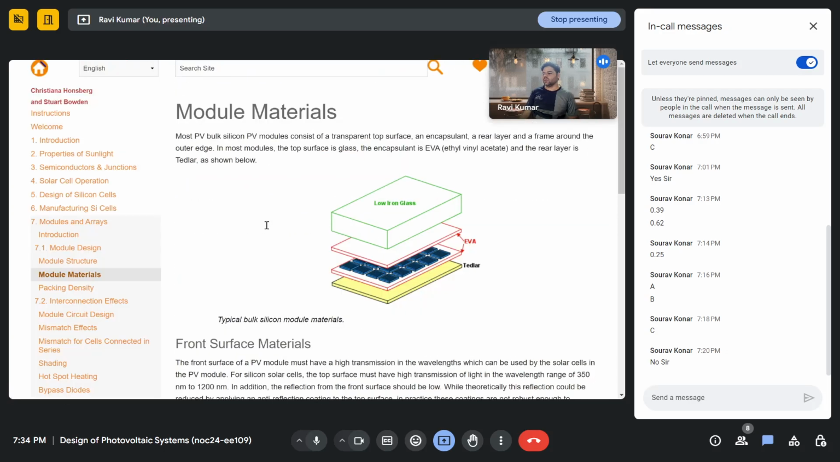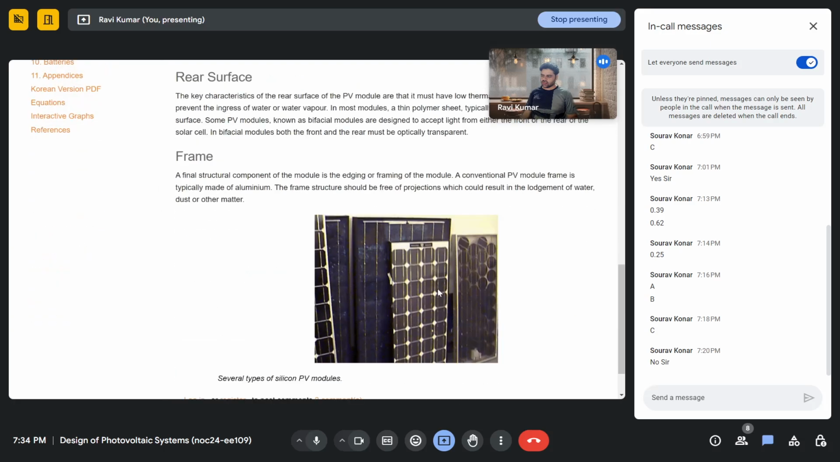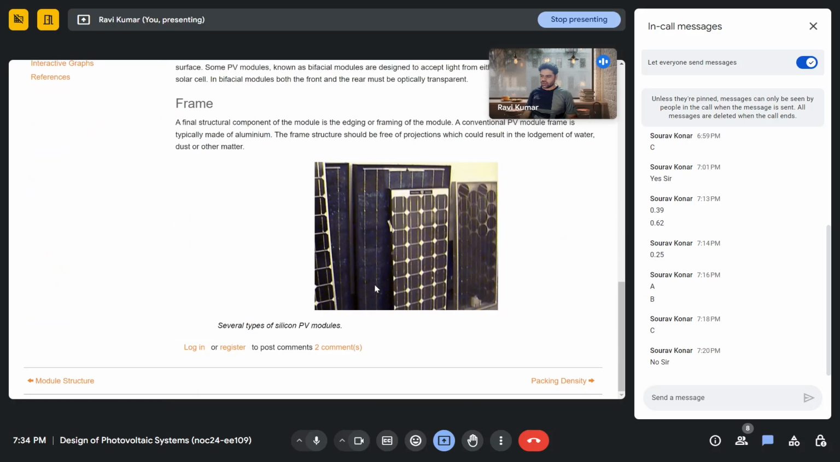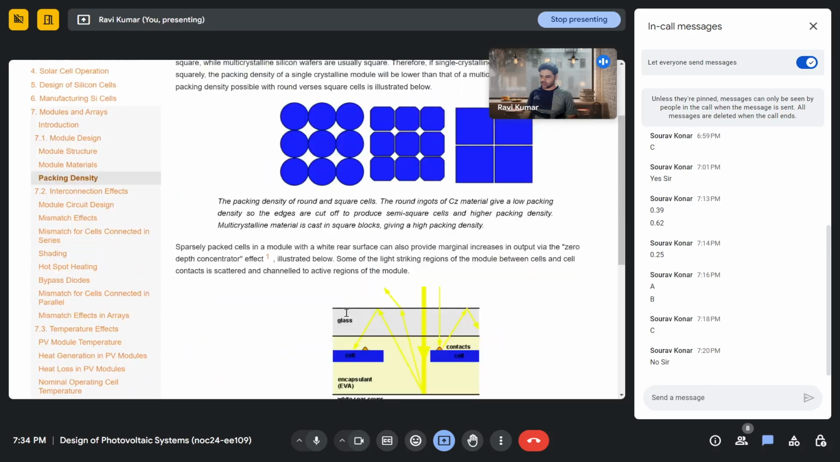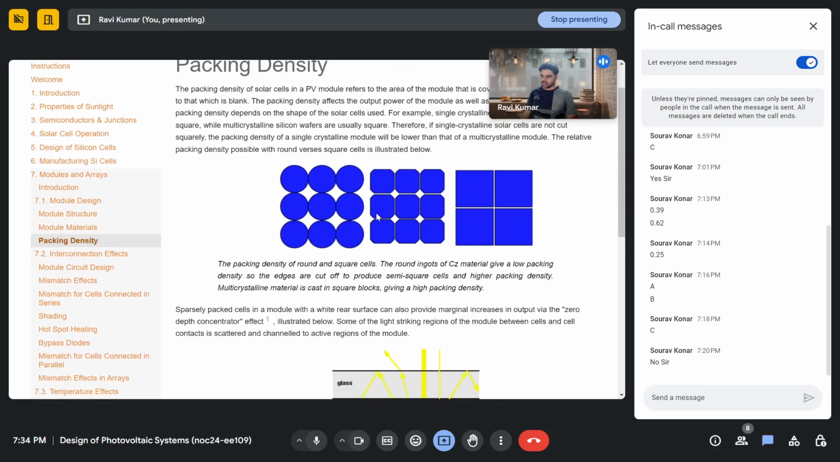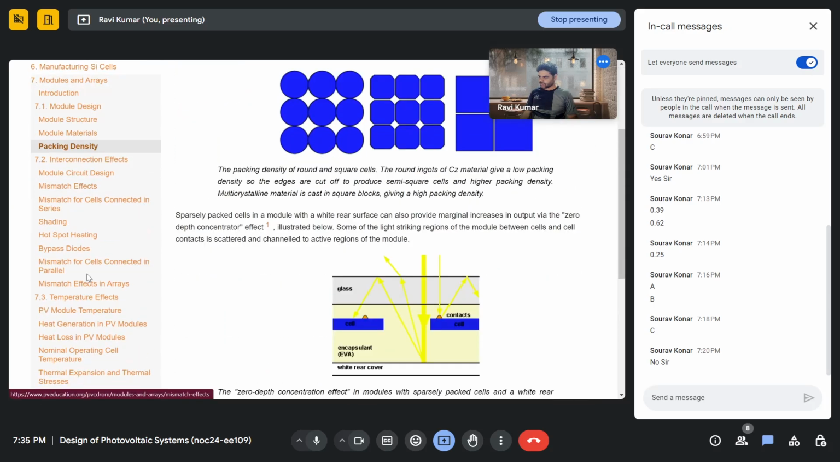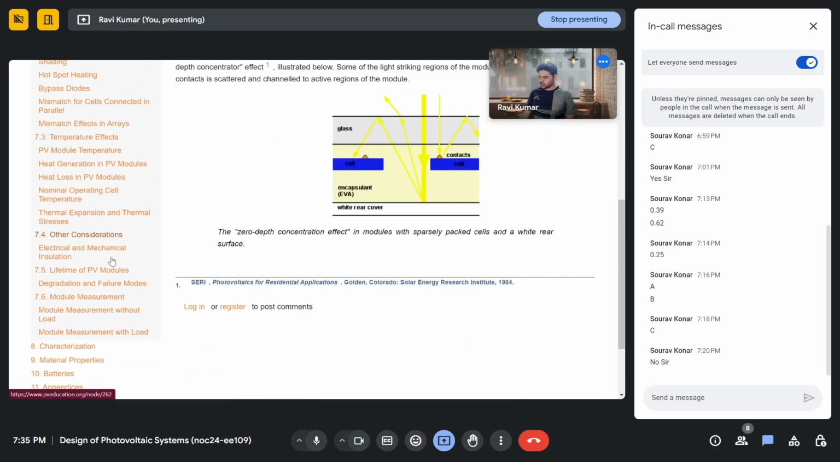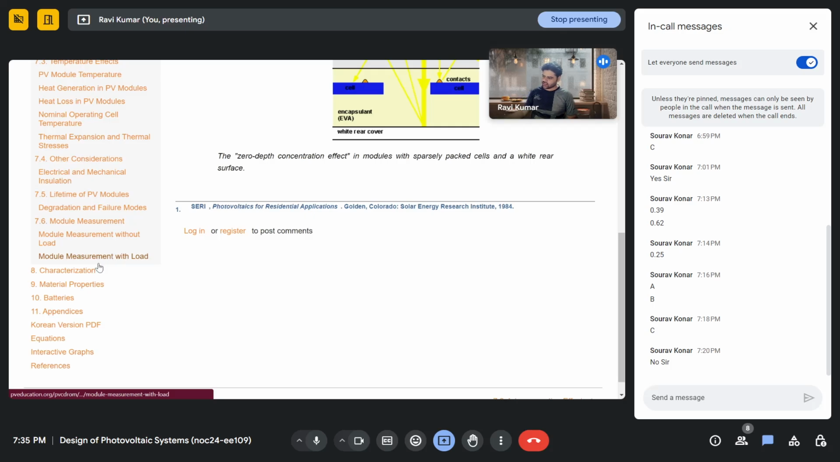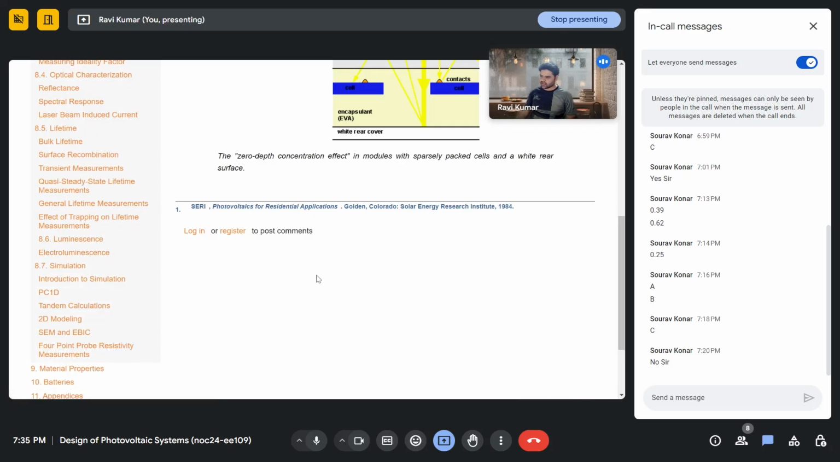What is a PV module? What are the components? How are they encapsulated? What is the temperature they require? What is the frame? What is the rear surface? What is the packing density? All the things are here. These are the different packing densities, why the space between the solar cells is important, and what happens if the packing density is decreasing or increasing. Temperature effect, characterization. Then you also have characterization.